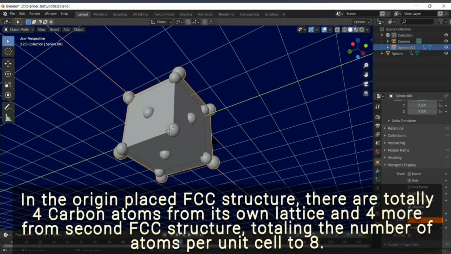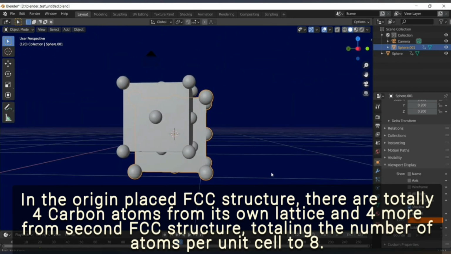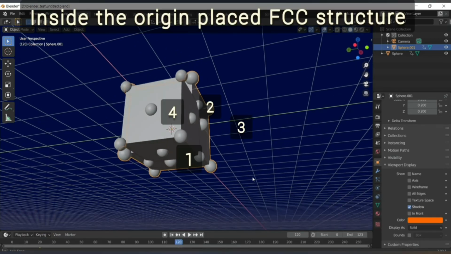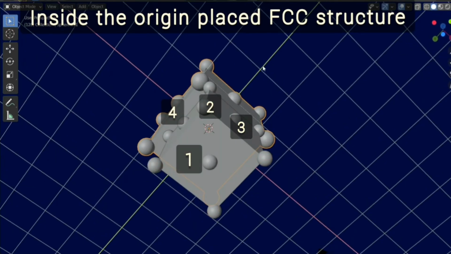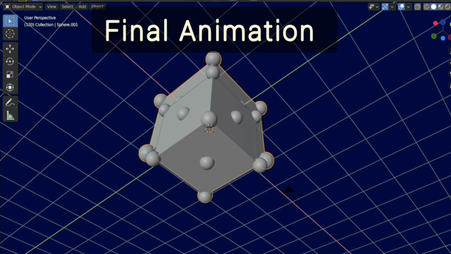In the origin-placed FCC structure, there are already 4 carbon atoms from its own lattice and 4 more from the second FCC structure, totaling the number of atoms per unit cell to 8. Inside the FCC structure, the extra carbon atoms are numbered as shown. Fine. This is the final animation.